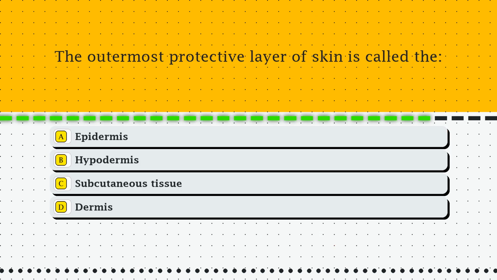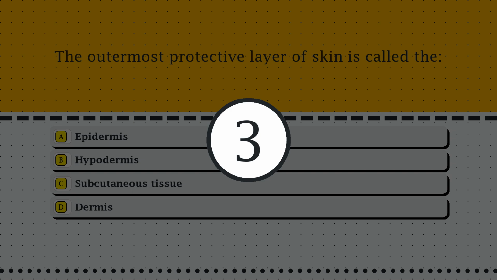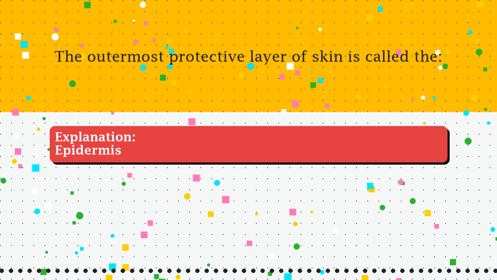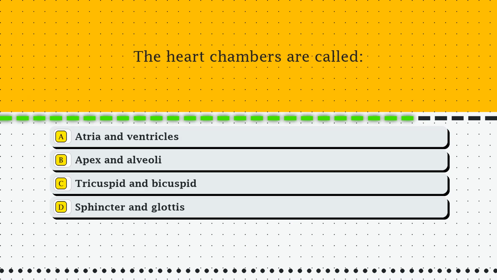Question 8. The outermost protective layer of skin is called the: Option A, epidermis. Option B, hypodermis. Option C, subcutaneous tissue. Option D, dermis. The correct answer is option A, epidermis.